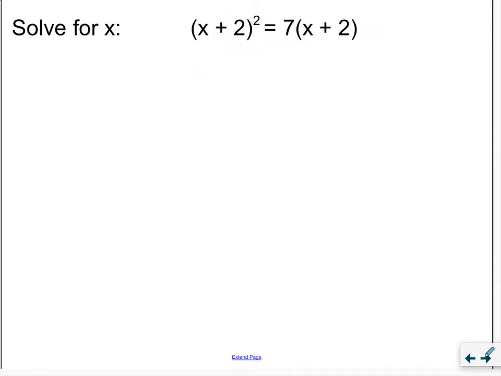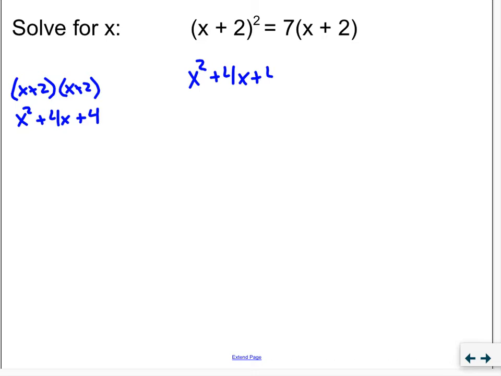Let's keep playing a little bit. Ooh, do you remember how to square out that squared binomial on the left side? Give it a shot. So first of all, when we square x plus 2, after we do our distributing, we're going to get x squared plus 4x plus 4. You might remember that perfect square trinomial, right? Distributing on the right side gives us a 7x plus 14.